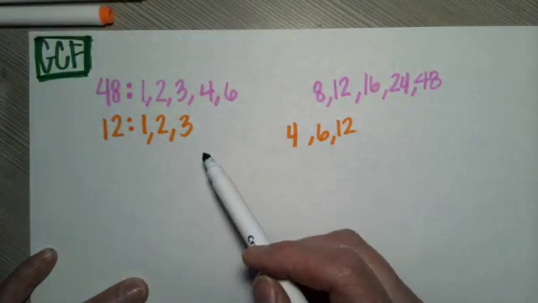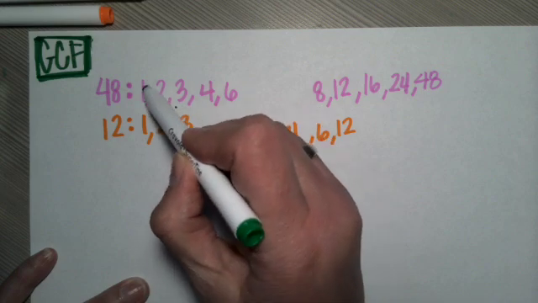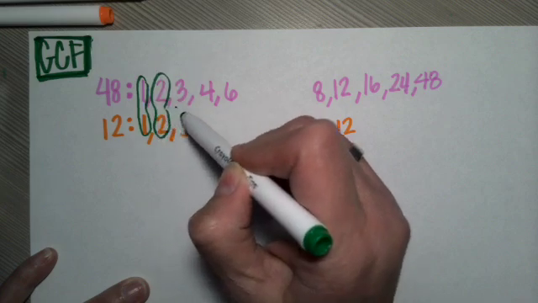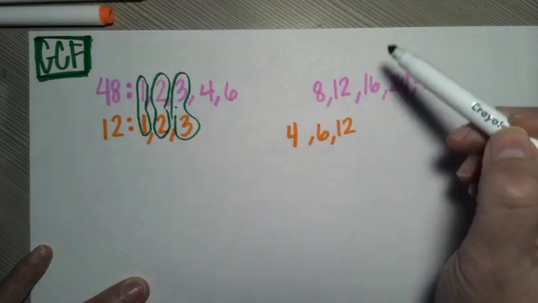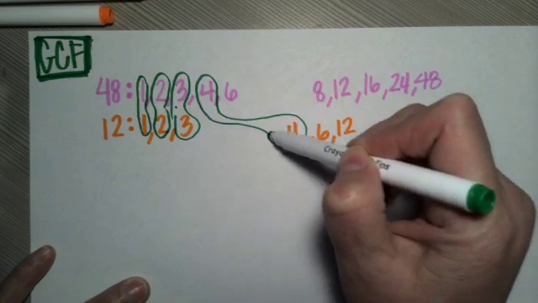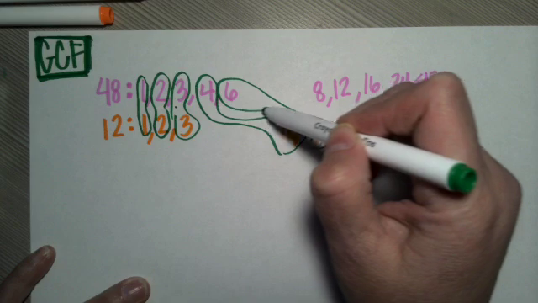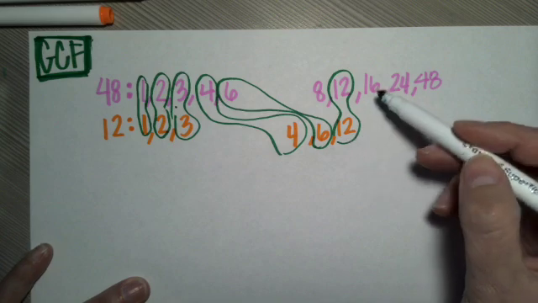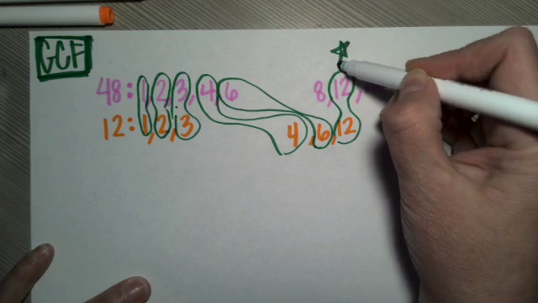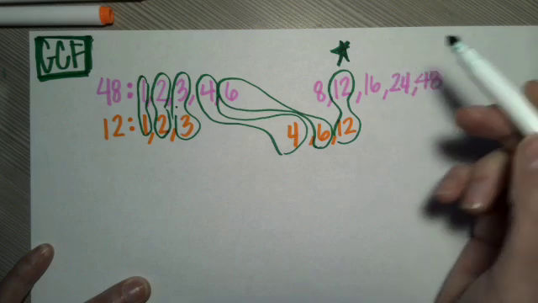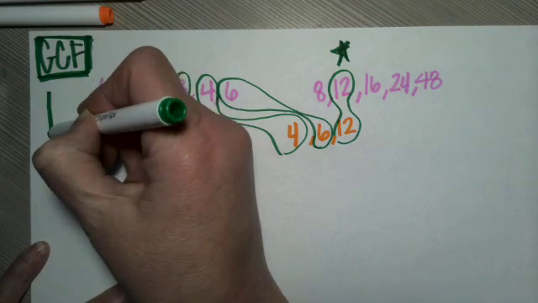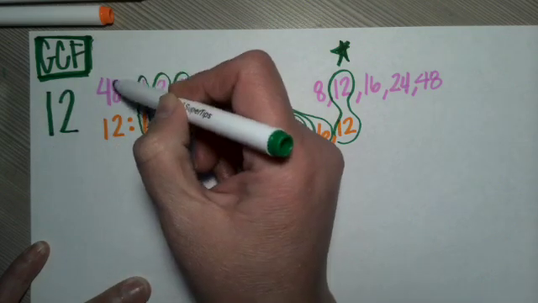But now we've got to find the biggest number that they have in common. So right now I see that this is in common. They both have 1s. They both have 2s. They both have 3s. They both have 4s. Wow. They both have 6s. And they both have 12s. But then that's where it stops. So our biggest number is right here. Okay? So our GCF is the biggest one in common. It's the 12. So I'm going to put 12 as the GCF between 48 and 12.